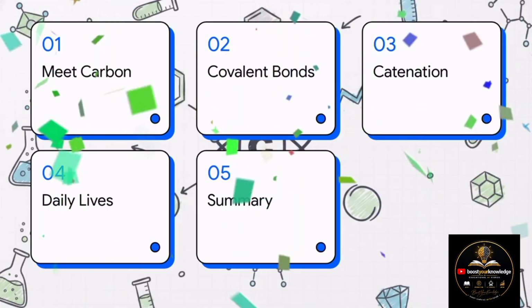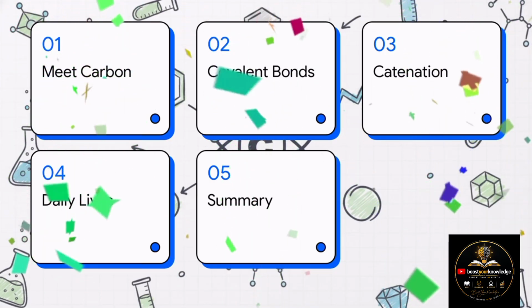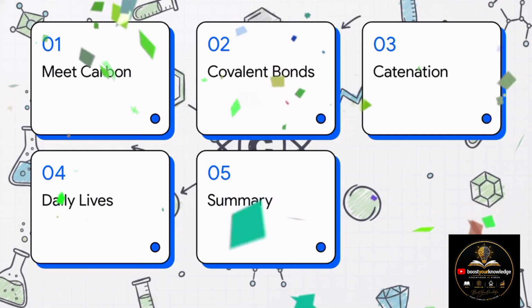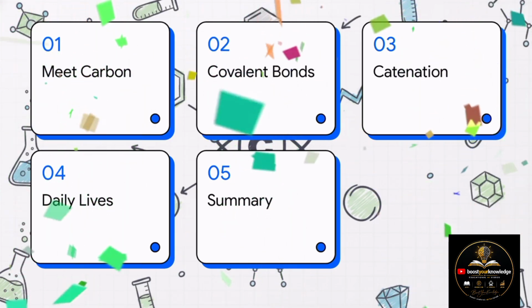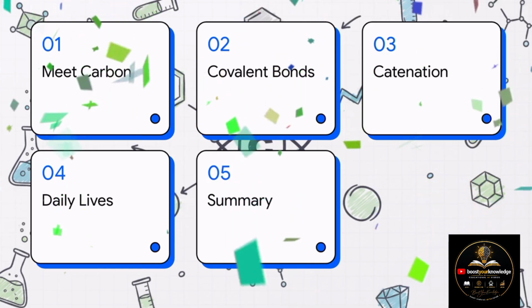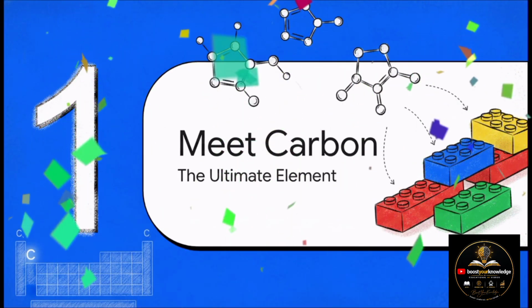But down at the microscopic level, they share the exact same foundational architecture. Here is our roadmap for answering that. 1. We'll meet carbon. 2. We'll explore covalent bonds. 3. We'll look at catenation. 4. We'll talk about carbon in our daily lives. And 5. We'll wrap it all up with a summary. All right, let's get into Section 1.